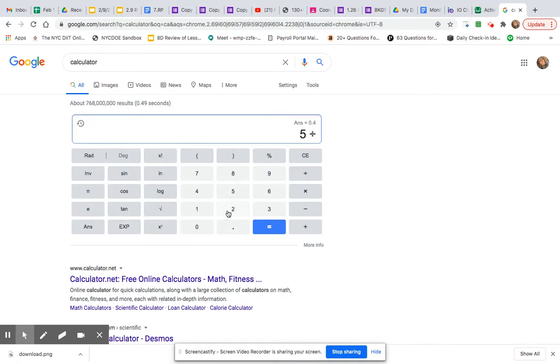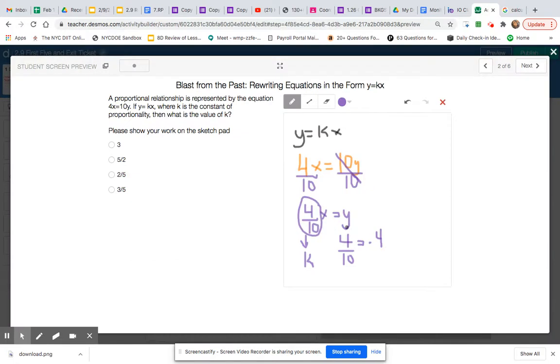5 divided by 2, that's 2.5. That's not what we want. So we know 5 over 2 is 2.5, which we don't want, and if you want to write it down so you can keep track, you could just make a little note that that is not the answer.